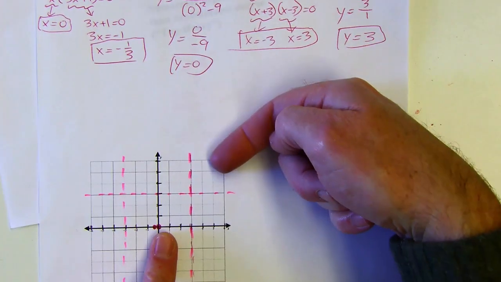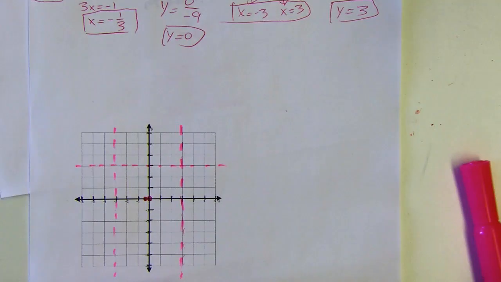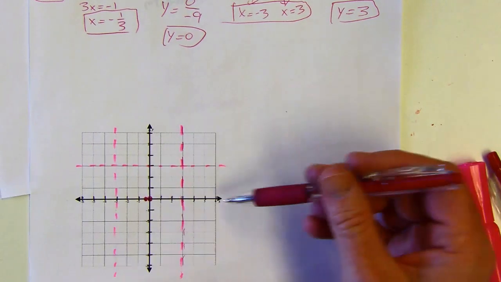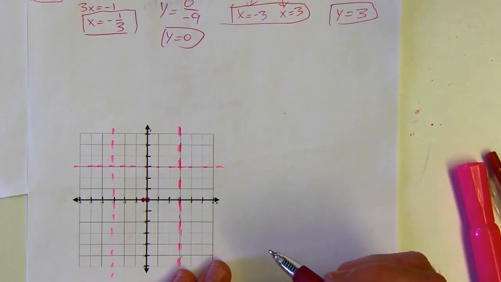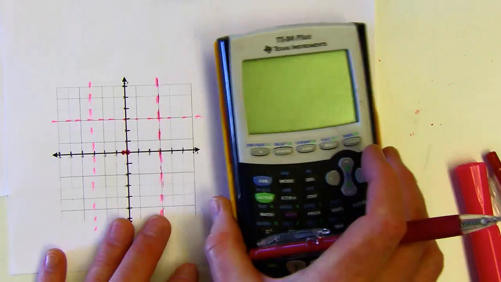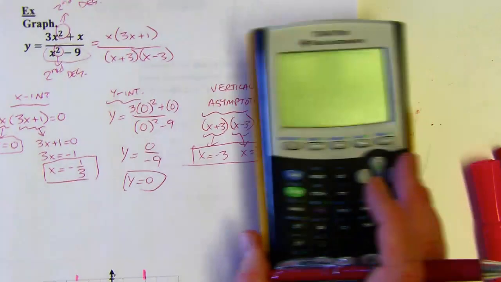Okay? Now, if I didn't have a calculator at my disposal, I could always plug in 4 for x and see what you get out for y. Or I could plug in 5 or 6 or whatever. I could start plugging in different x values into the original equation to find some more points. Okay? But since I do have a calculator at my disposal, I'm going to go ahead and use it.